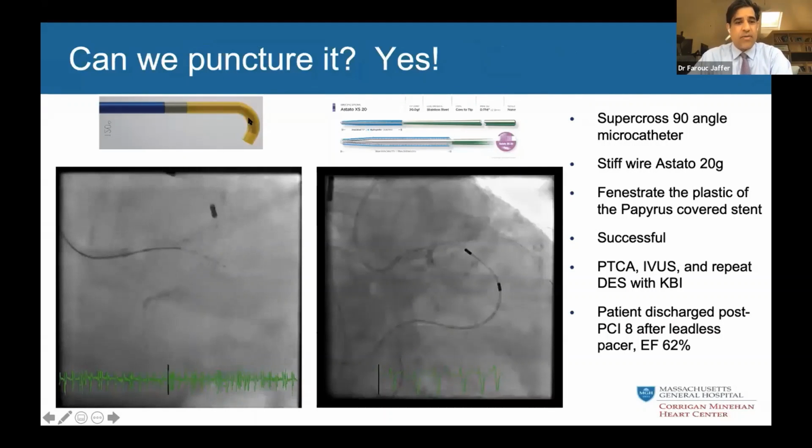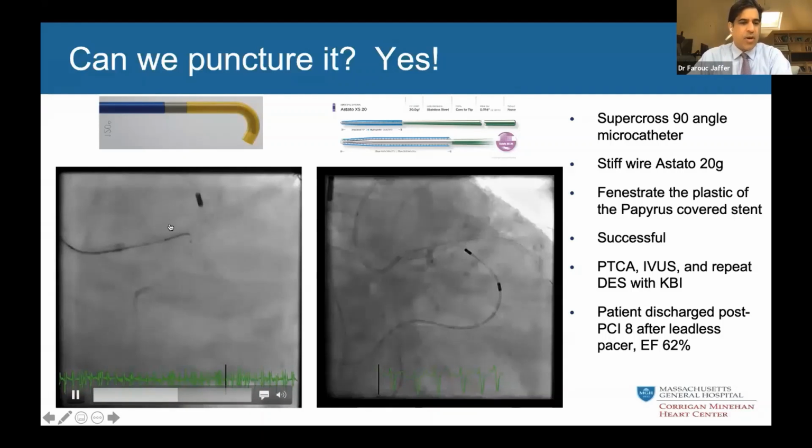angled microcatheter. This is a Supercross catheter from Teleflex. We took a 90-degree version, and we took the stiffest wire we had, which was an Astato 20 gram. And you can see here that we're trying to get a lip where we can actually puncture. It's going into the subintimal space and maybe exiting. Obviously, that's a concerning situation, but ultimately, it is able to track the main circumflex.